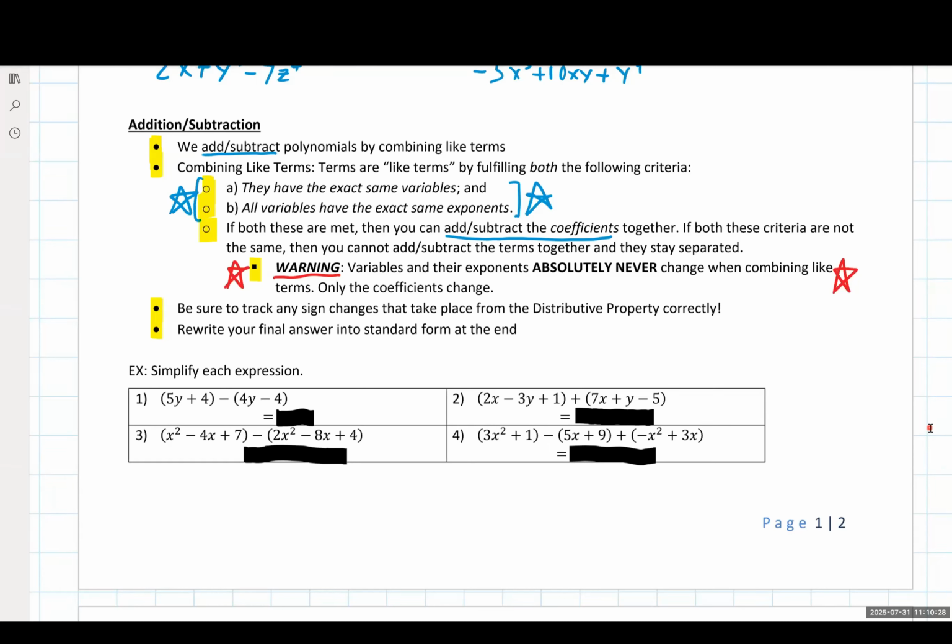And then last but not least, once we have fully combined all like terms together, we then need to rewrite our final answer into standard form. We only rewrite into standard form at the very end of the problem. We never do standard form early because we may end up needing to add or subtract some other things later on. Again, it is a thing we do at the very end of a problem.